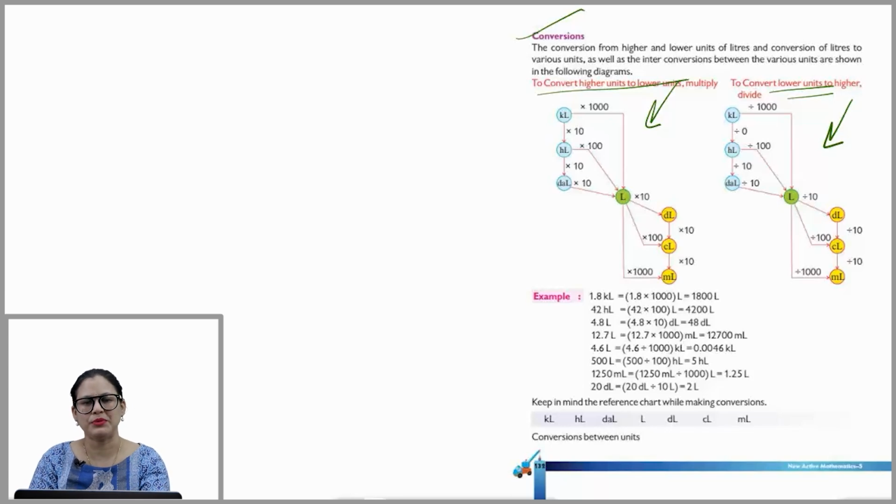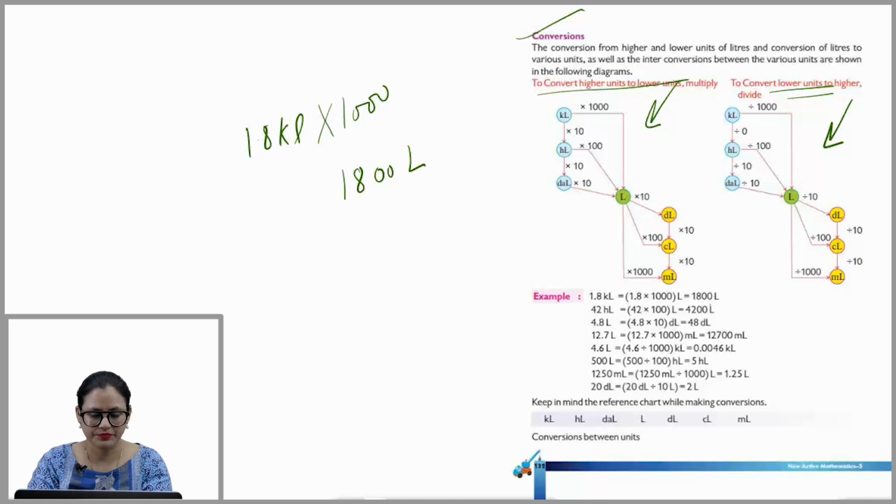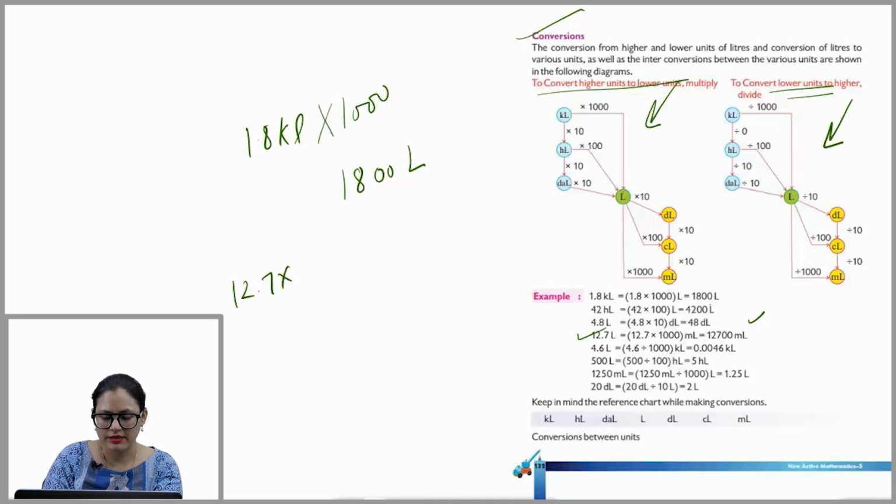Let's check out the example. 1.8 kiloliter, we have to convert it into liter. This is kiloliter, you have to convert it into liter, so we will multiply by 1000. So 1.8 into 1000 is 1800 liter. Next is 12.7 liter, you have to convert into milliliter. This is liter, you have to convert into milliliter. So again we will multiply it by 1000. So we'll get this answer in milliliter.